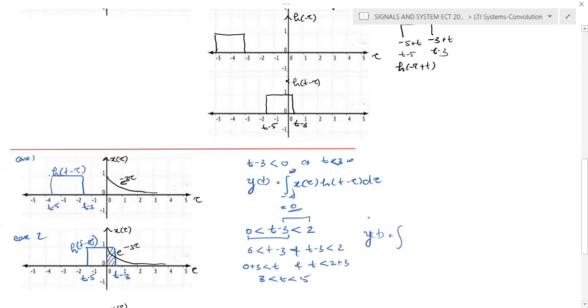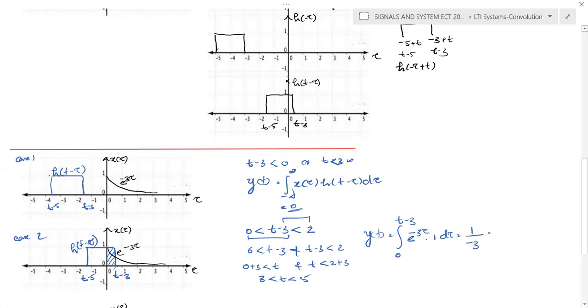You can start your integration from 0 onwards and go up to t minus 3, because h of t minus tau becomes 0 beyond t minus 3. So we can limit your integration from 0 to t minus 3. And x of tau is given by e raised to minus 3 tau, and h of t minus tau is equal to 1. So 1 d tau.